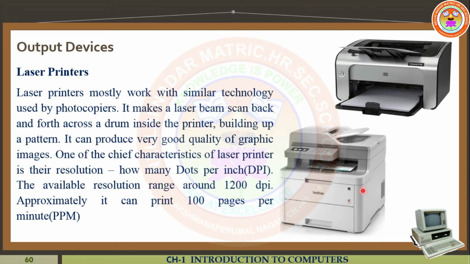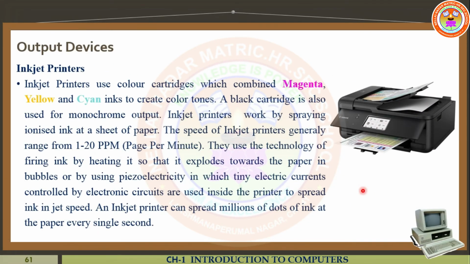Okay, right. The next one, inkjet printers. It is another important type of non-impact printer. That is what inkjet printers are. It uses color cartridges which combine magenta, yellow, and cyan inks to create color tones.